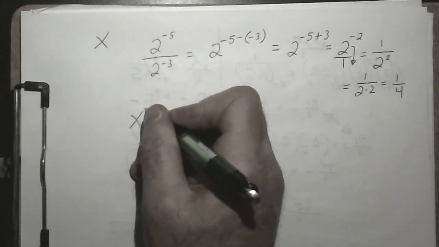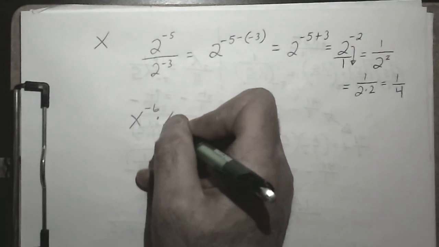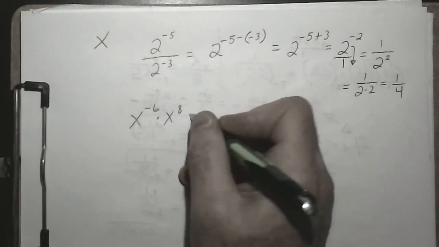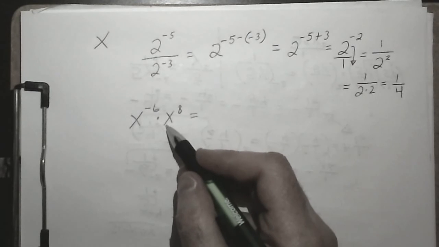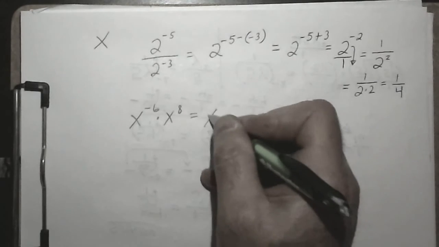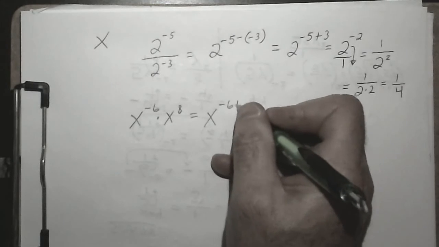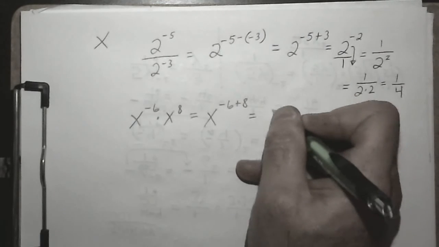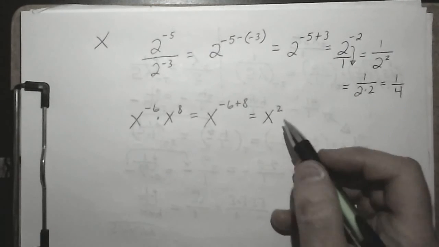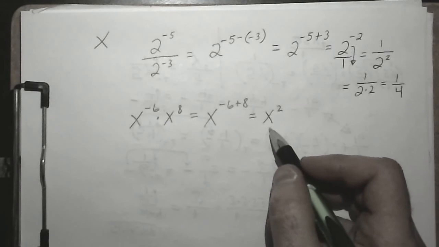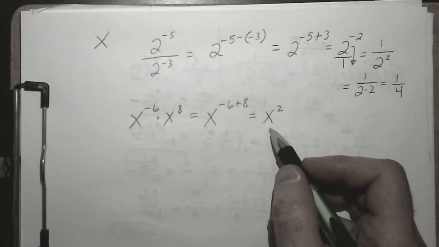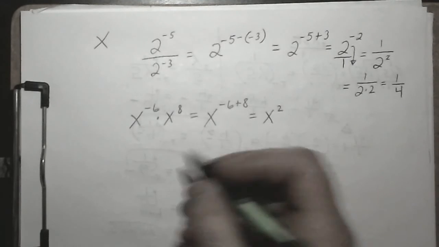All right, how about x to the negative 6 multiplied by x to the 8th power? When we multiply like bases, we keep the base the same and we add the exponents. So negative 6 added to a positive 8 gives us an exponent of positive 2. So our final answer, or simplified result for this problem, is x to the positive 2 power.